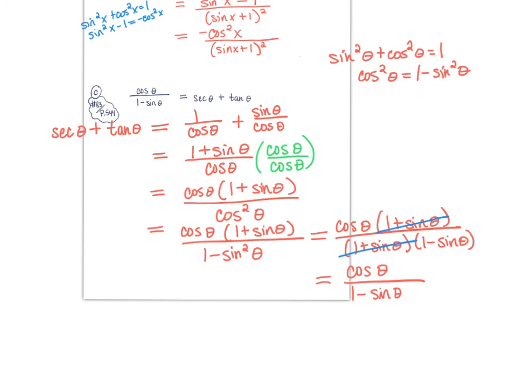All right, so that's section 7.1. That's simplifying trigonometric expressions and proving trigonometric identities, okay?